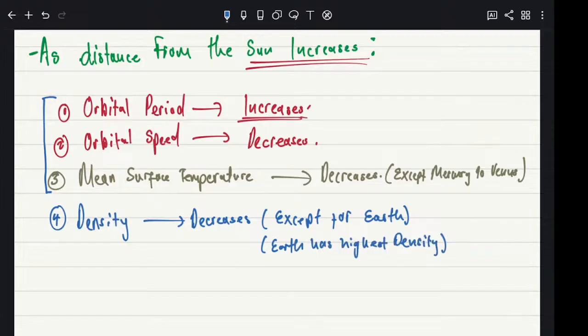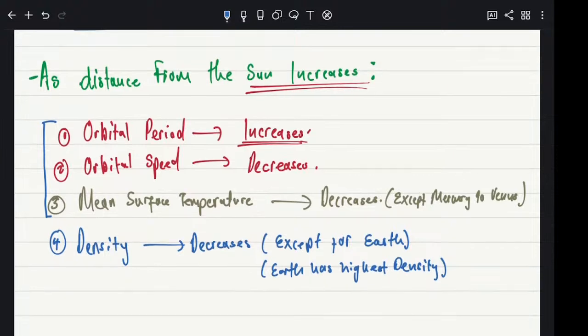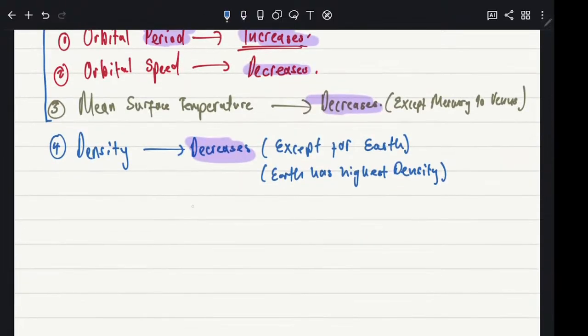Okay? But there are some obvious things. We said the period increases. In other words, when you are further, it takes you longer to go around, and you'll also be moving slower. You'll be colder. You'll be lighter. The further you get, the lighter it gets. The further the planet, the lighter it is. Okay?